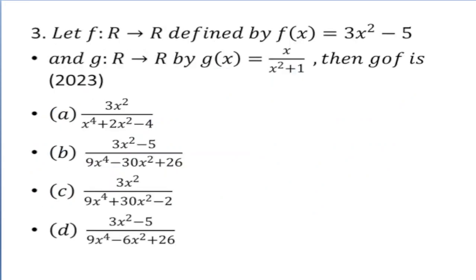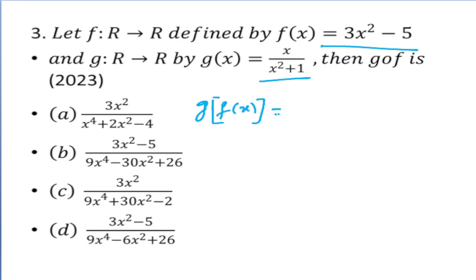Now again, the problem is on composition. Let f from R to R, real number to real number, be defined as f of x is equal to 3x square minus 5, and g from real number to real number, again defined as g of x is equal to x divided by x square plus 1. Now let us first find g of f here. They are asking us to find g of f. Very easy question here. Easily we can find this.